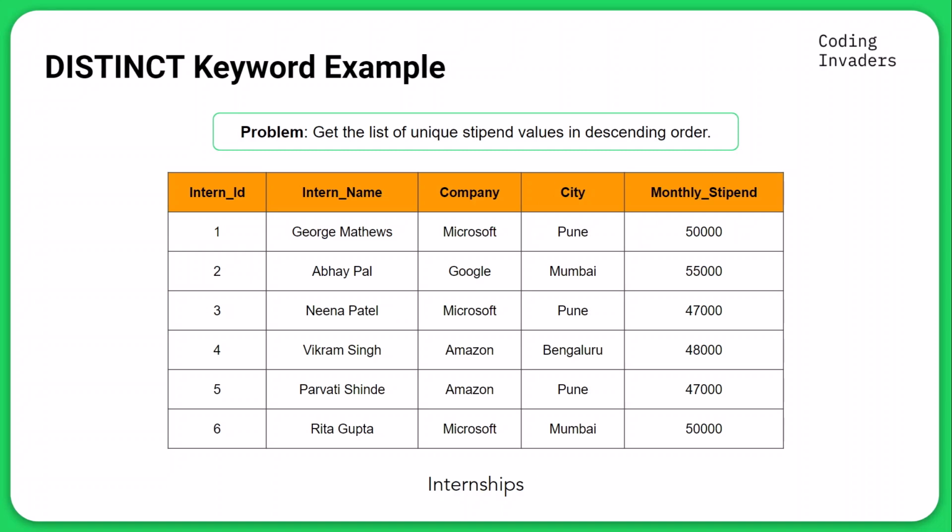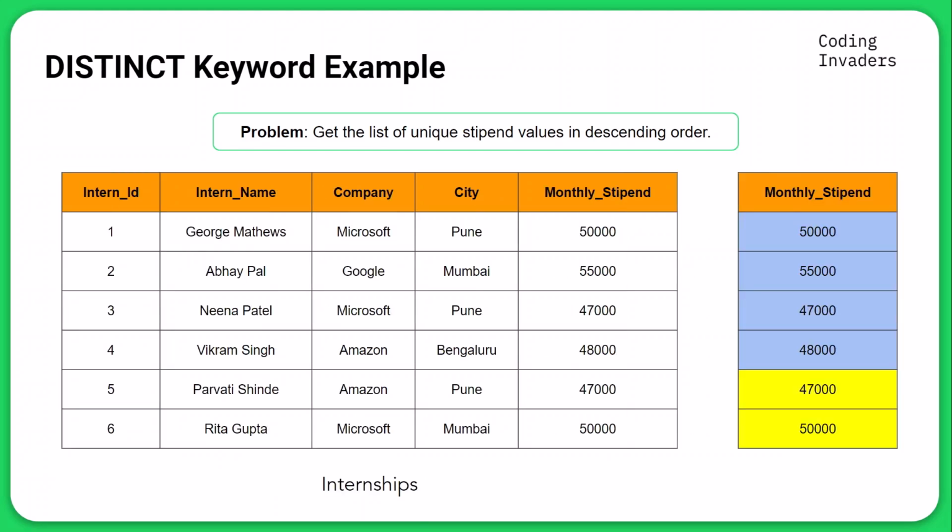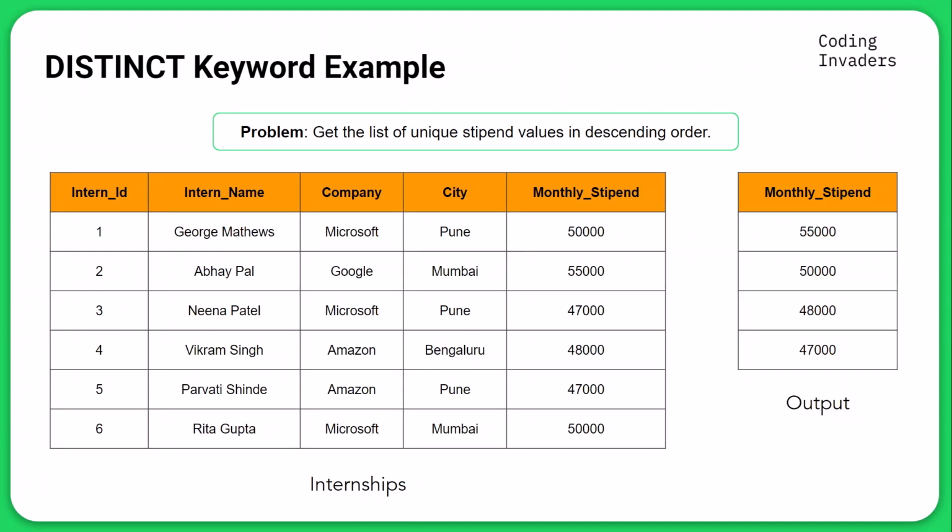This time you have the problem as get the list of unique stipend values in descending order. This is also quite straightforward. Let's leverage a previous table's output explanation over here. We saw that the blue values are the unique stipend values. So now we just have to sort these in descending order, or highest to lowest. Hence, we get this list in the output. The values are 55,000, 50,000, 48,000 and 47,000. They are in descending order.